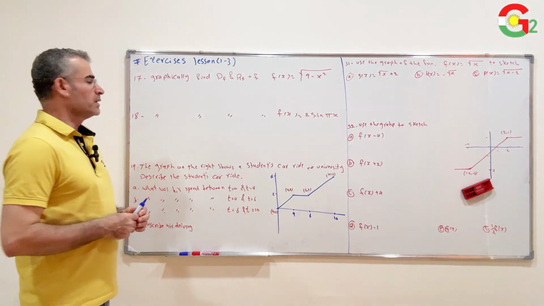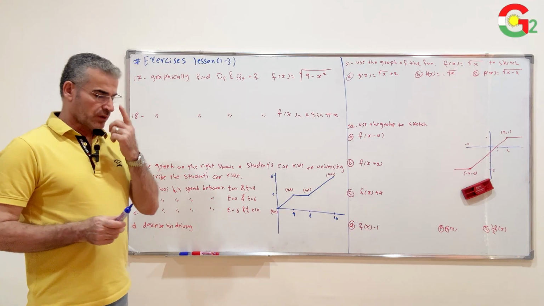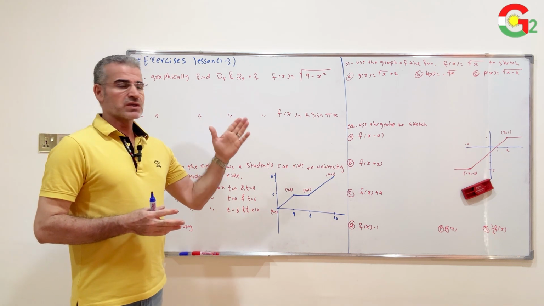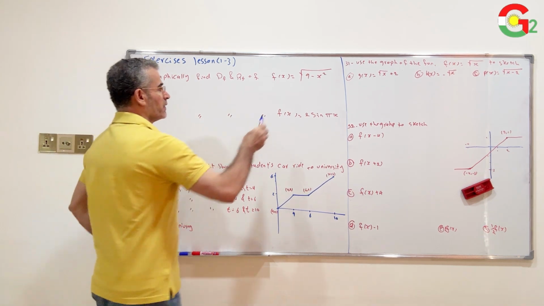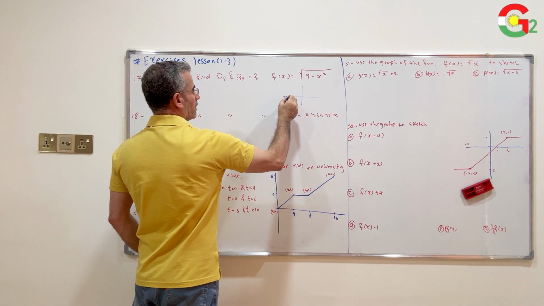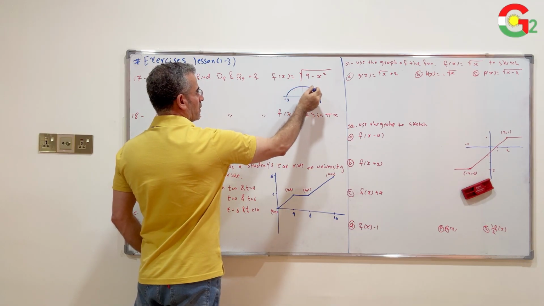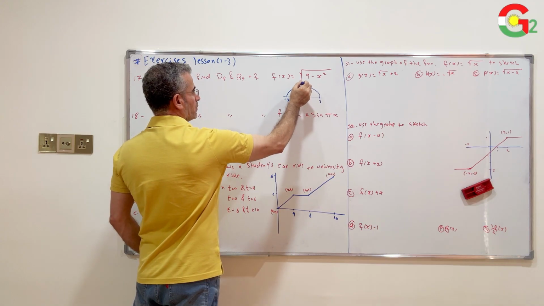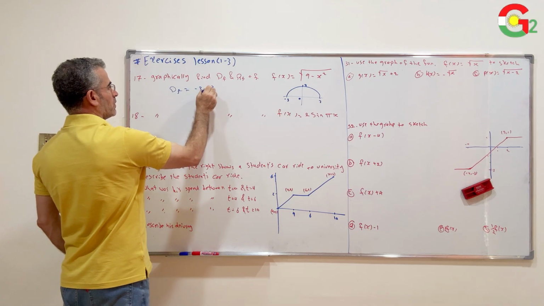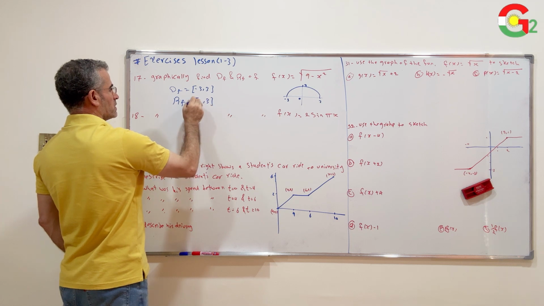Question number 17. Graphically find the domain and range of the function f of x equals square root of 9 minus x squared. Square root of a constant minus x squared. The graph is a half circle with domain negative 3 to 3 and range 0 to 3. Then the domain of this function is negative 3 to 3 closed interval. The range of this function is 0 to 3 closed interval.